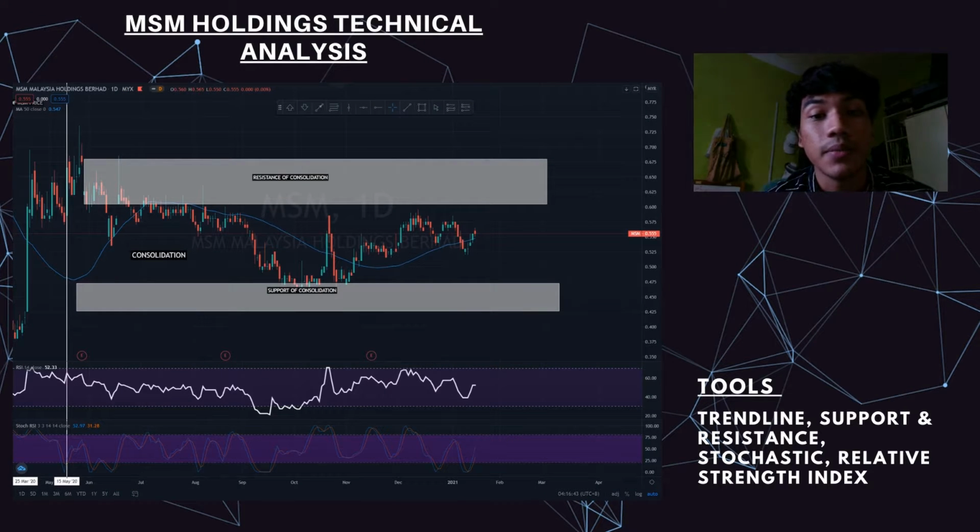The MSM Holdings technical analysis is also in a consolidation period. It is quite like the Nestle consolidation period, which is not that clear. There is a resistance of the consolidation and the support of the consolidation. The price just went to the support, so now we would predict it would go to the resistance.